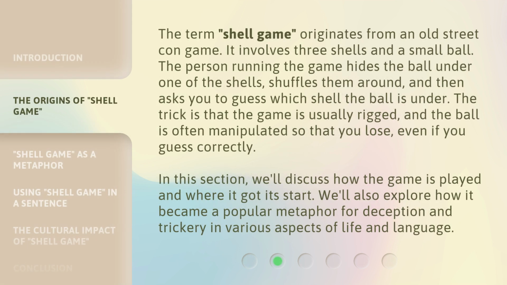The term shell game originates from an old street con game. It involves 3 shells and a small ball. The person running the game hides the ball under one of the shells, shuffles them around, and then asks you to guess which shell the ball is under. The trick is that the game is usually rigged, and the ball is often manipulated so that you lose, even if you guess correctly. In this section, we'll discuss how the game is played and where it got its start. We'll also explore how it became a popular metaphor for deception and trickery in various aspects of life and language.